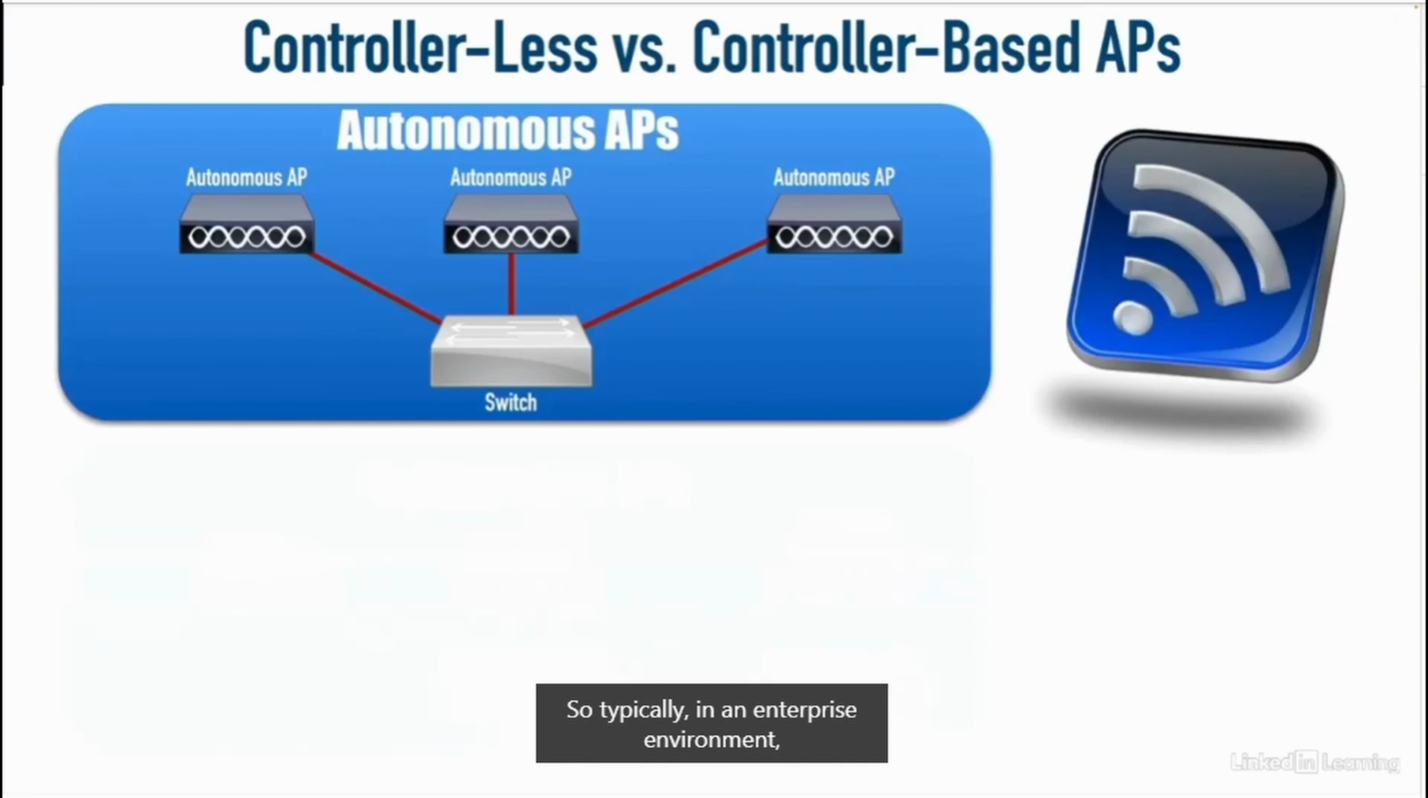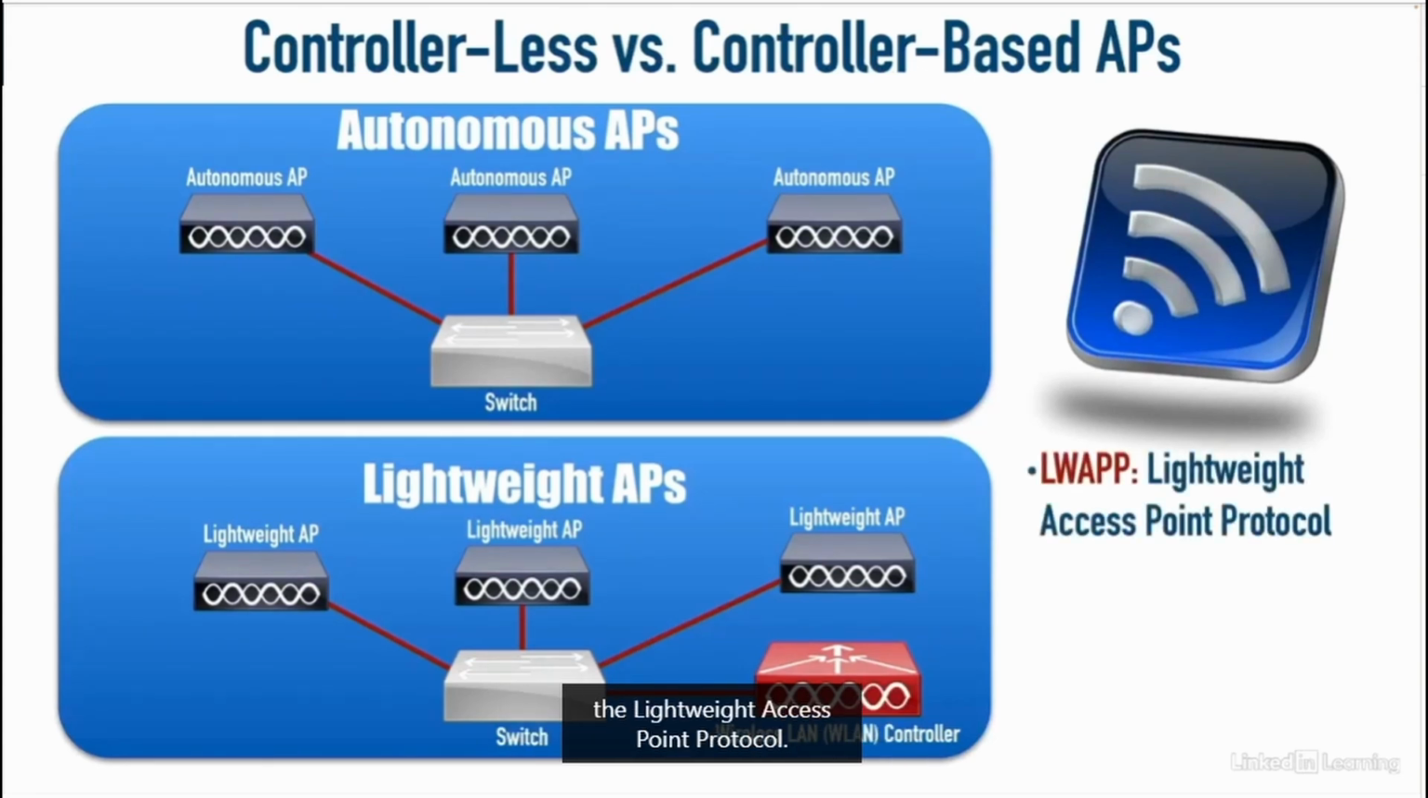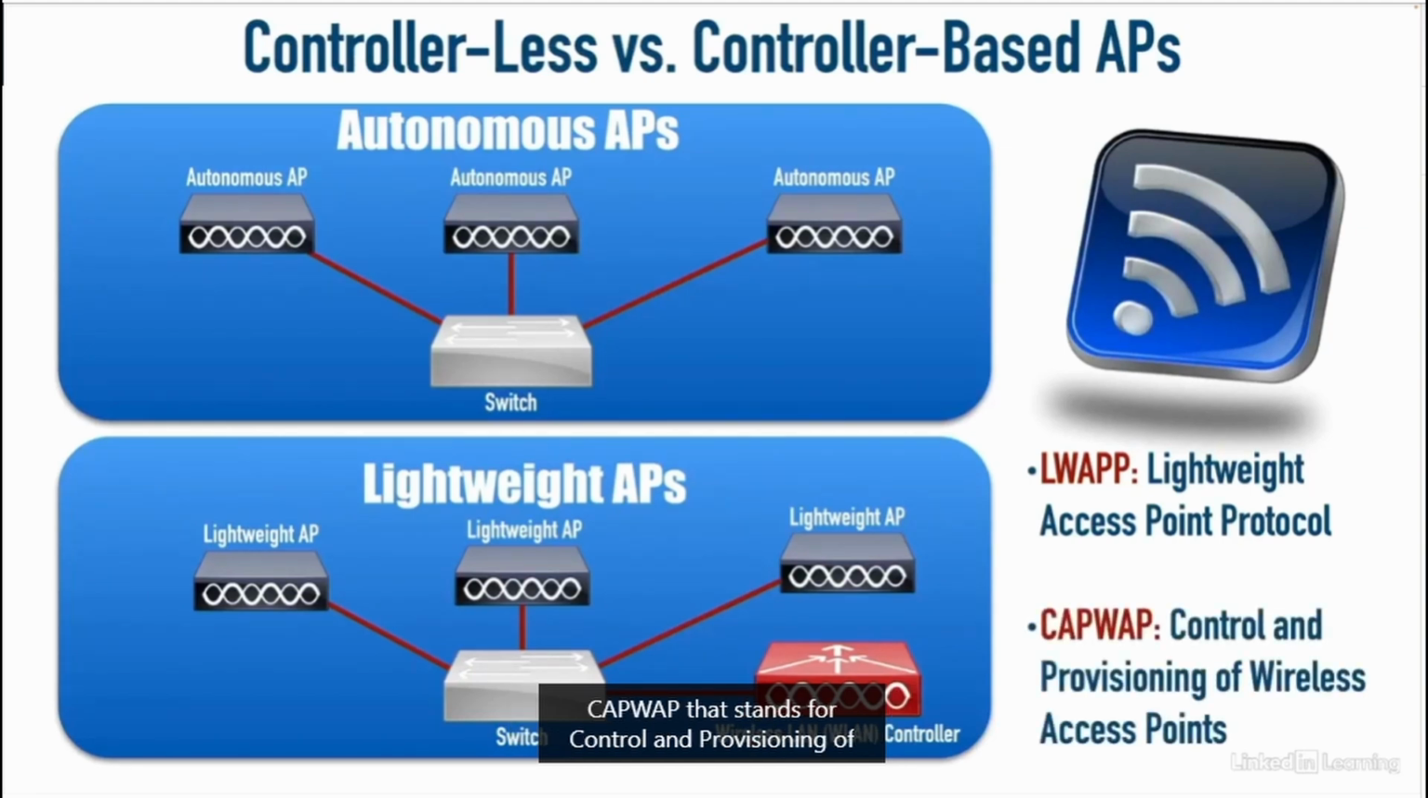So typically in an enterprise environment, we're going to use lightweight access points. With lightweight access points, we're going to be able to configure and control multiple access points from a single wireless LAN controller. And the traffic typically goes from one access point through the wireless LAN controller and then out to the egress access point. And the protocol that we used to use between a wireless LAN controller and an access point was called LWAPP, the Lightweight Access Point Protocol. But in today's networks, you're much more likely to find CAPWAP. That stands for Control and Provisioning of Wireless Access Points. And since we're talking about enterprise networks in our discussion, our focus is going to be on lightweight access points.